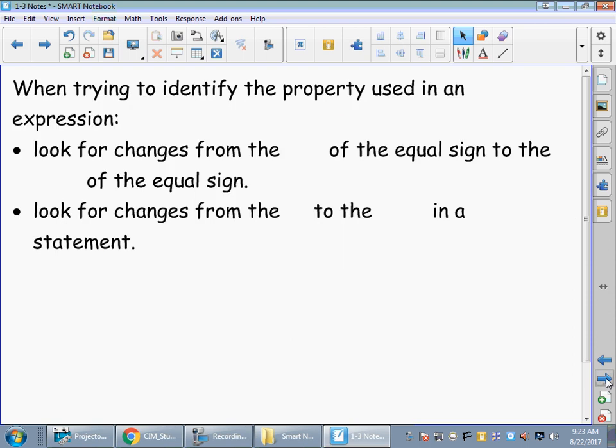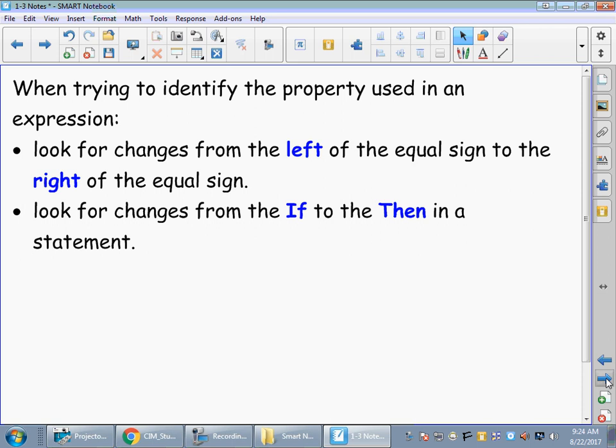So when trying to identify the property used in an expression, we're going to look for changes from the left of the equal sign to the right of the equal sign. You say, what changed from the left to the right? You compare things, you look. Did the parentheses move? Did the numbers move? Did something turn into a 1 or a 0? Or did the numbers stay the same? Look for changes from the if to the then. It's like the before and after. Left is your before, right is your after. If is your before, then is your after, and then you can name the rule. So those are just some key things.